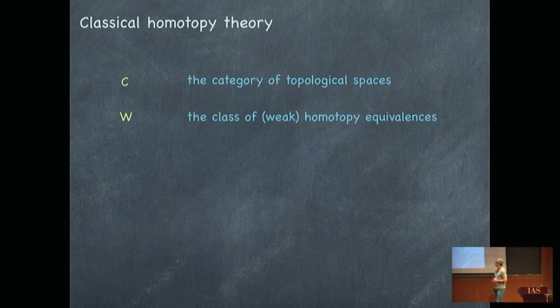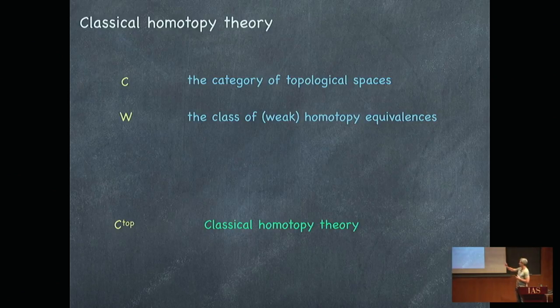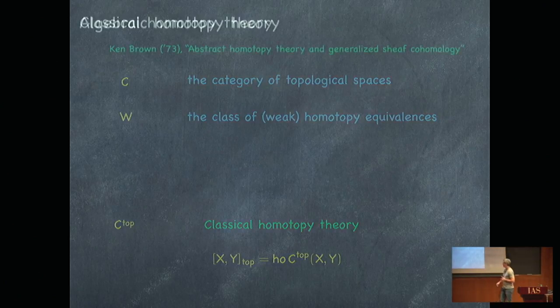So I want to be very brief. The way I like to present these is you start with some category and a bunch of maps that you want to regard as equivalences, and you localize at those equivalences, or you study things systematically that are invariant under those weak equivalences. So if I start with topological spaces and ordinary homotopy equivalences, that's classical homotopy theory, and I'll indicate that with the symbol top.